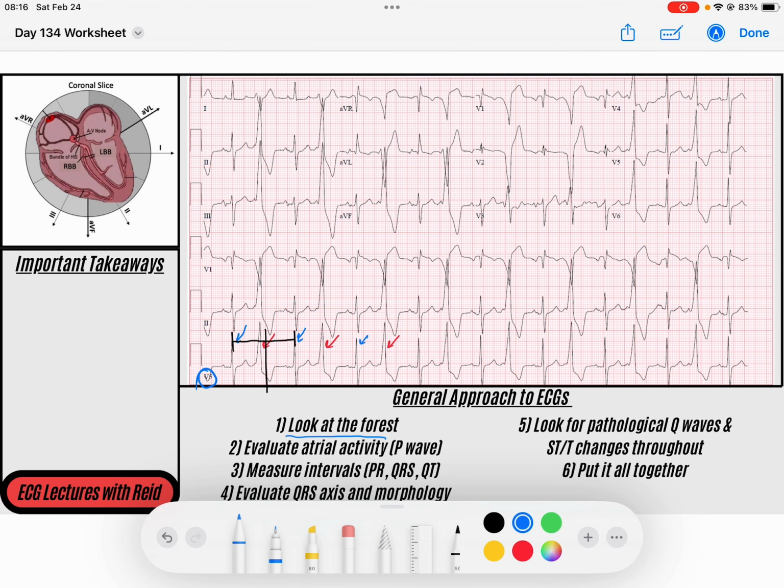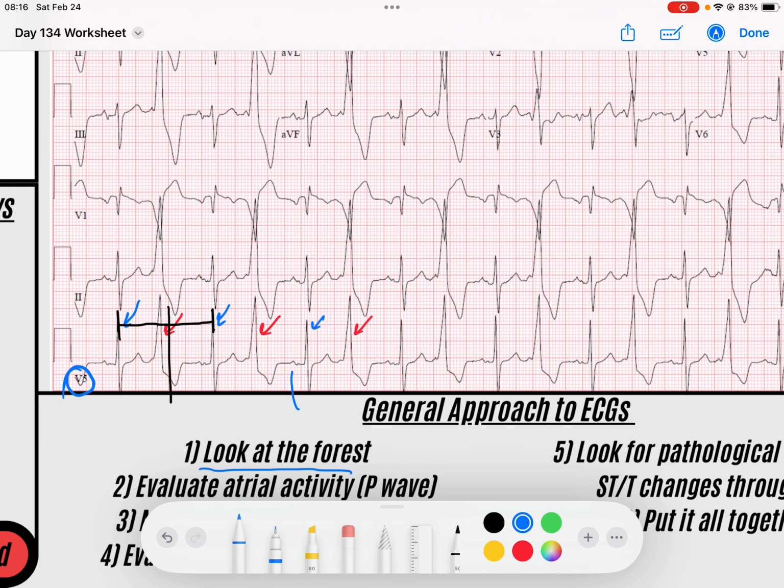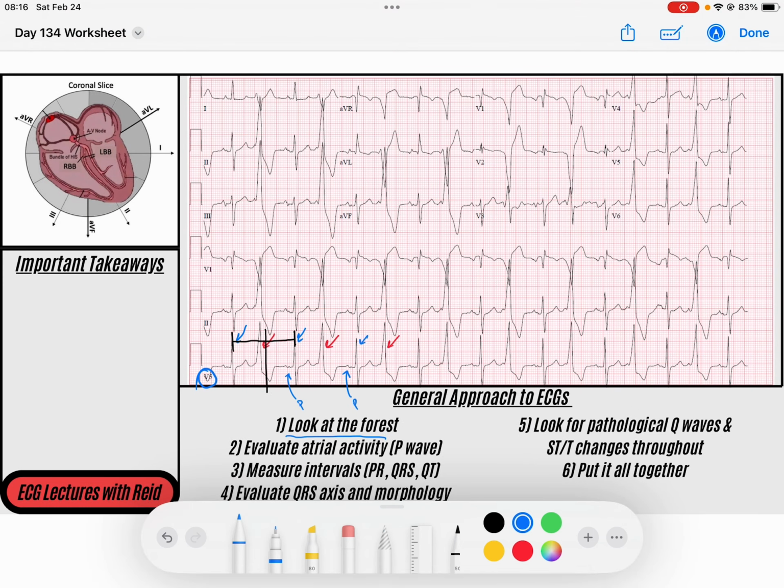And we're still just trying to work through what's going on. In front of my narrow complex beats, we've got these P waves. So it makes me think that maybe we've got some type of sinus rhythm with maybe some premature contractions, right? We've got to work through it. We've got P waves that are upright in lead 1, and upright in AVF. So that tells me that these P waves are coming from the sinus node, right? So that's our atrial activity.